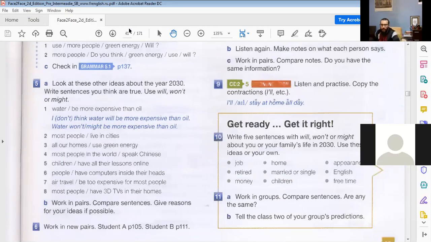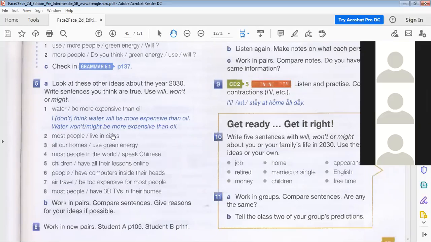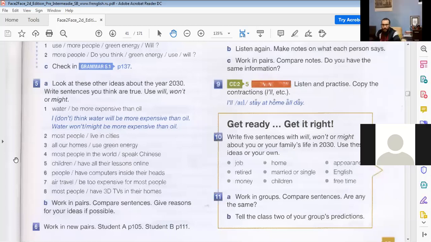This is where we got to in our last lesson. So let me explain the question for you here, and let's work a little bit together to find good answers. It says here, look at these other ideas about the year 2030. Write sentences you think are true.